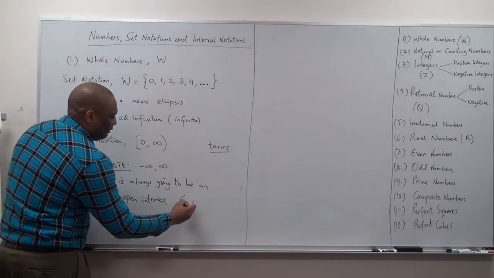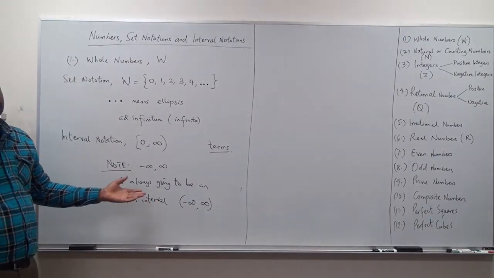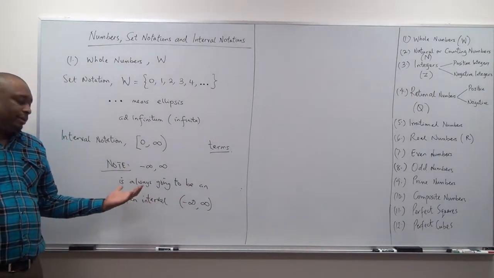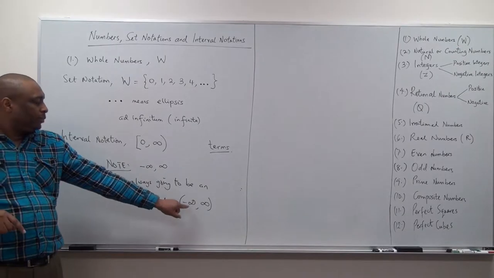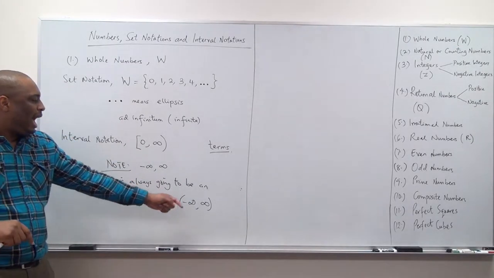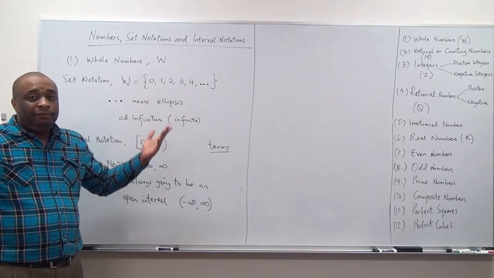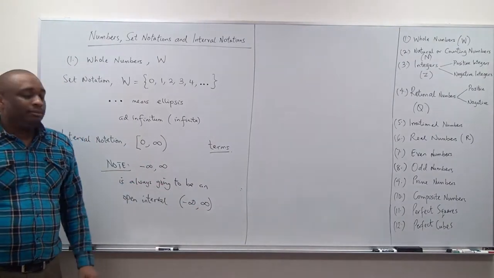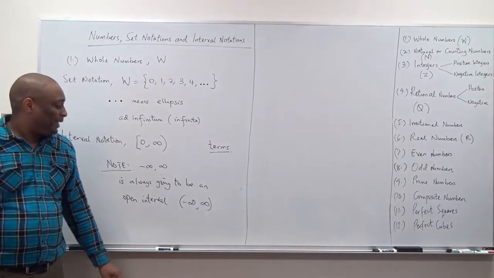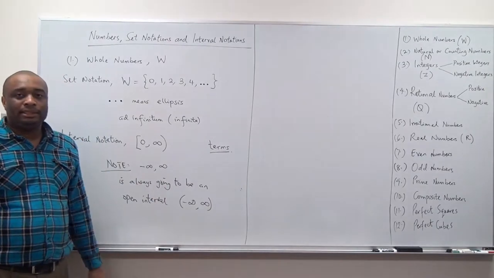Anytime you have negative infinity and infinity, it's always going to be an open interval because, can you tell me why? This is because you don't have any least number in this world and you don't have any greatest number in this world. If you find out the greatest number, I would like to know. You tell me. Yeah, but that is why we open them at both ends.